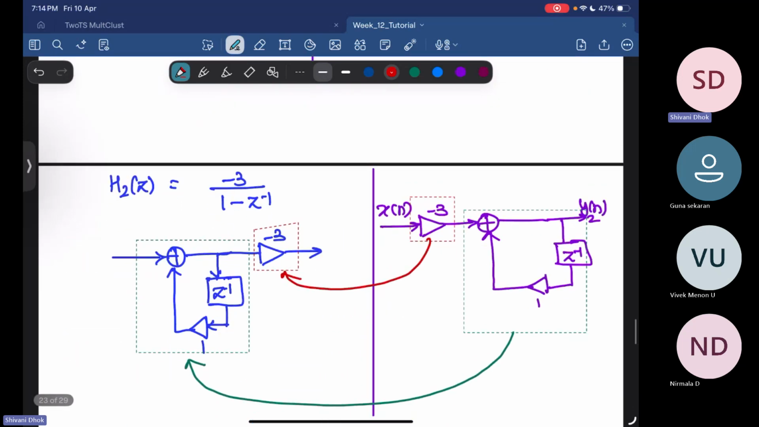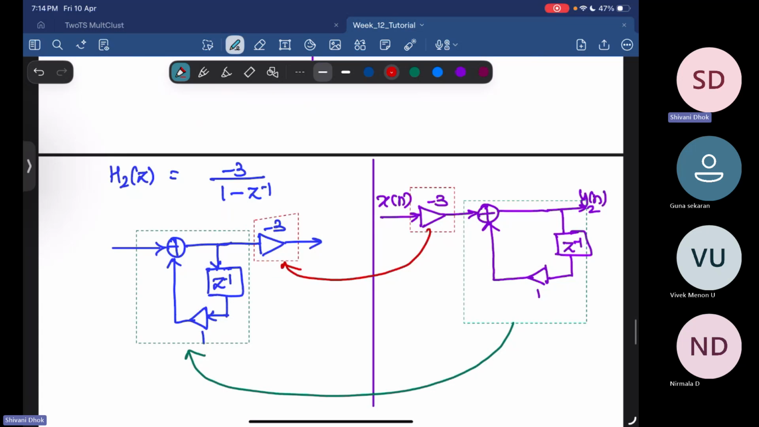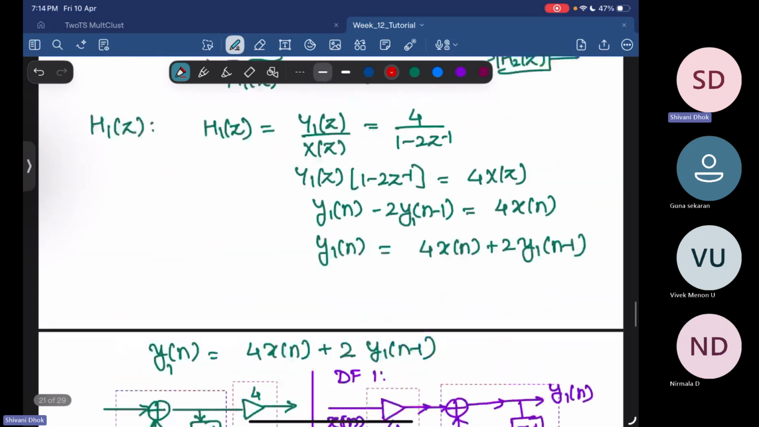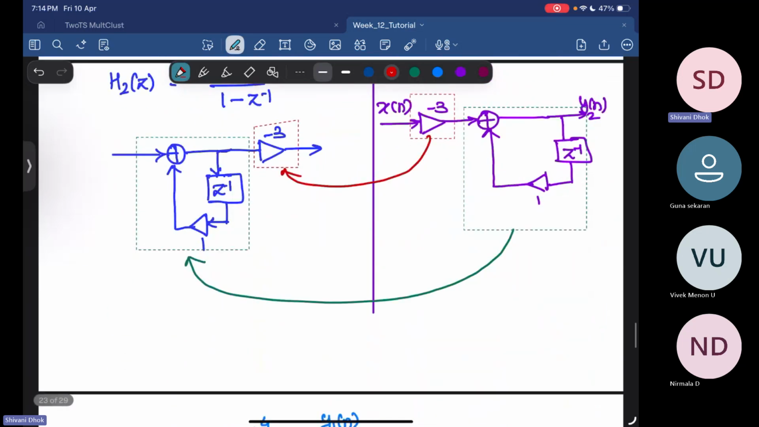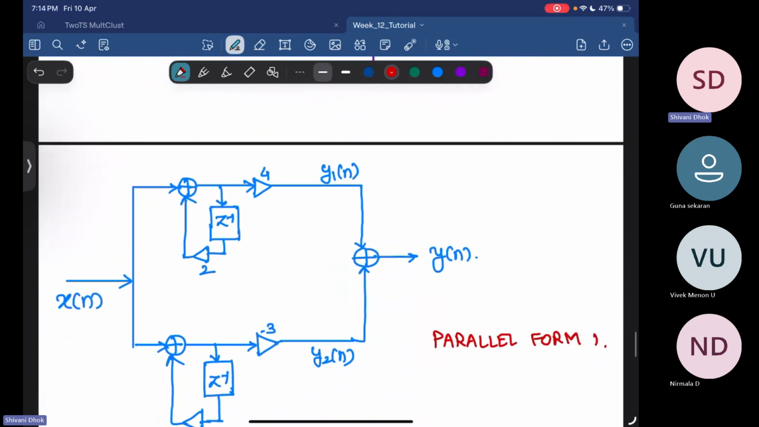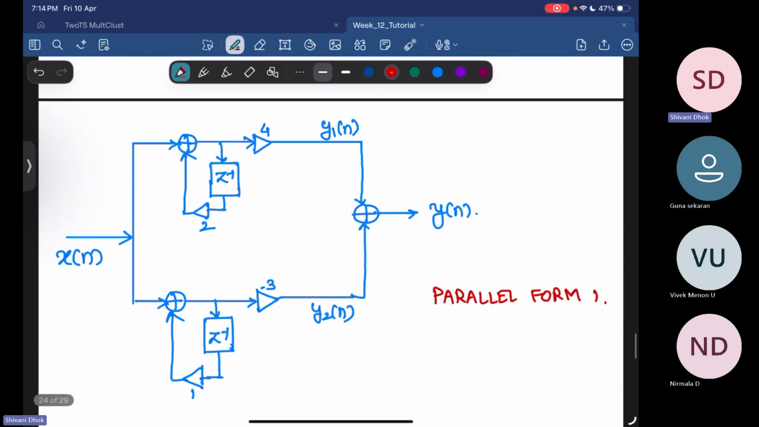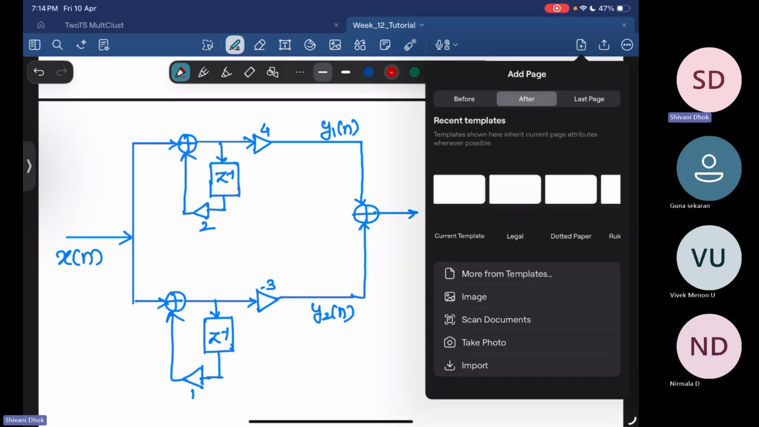So in this particular question, I did each of these one by one to this level of detail. I won't do it for the second. If you get confused, then stop me and ask. I'll do it. This is for your practice. Okay, any questions till this point? If not, then I'll move on to the parallel form 2 representation of the same system.